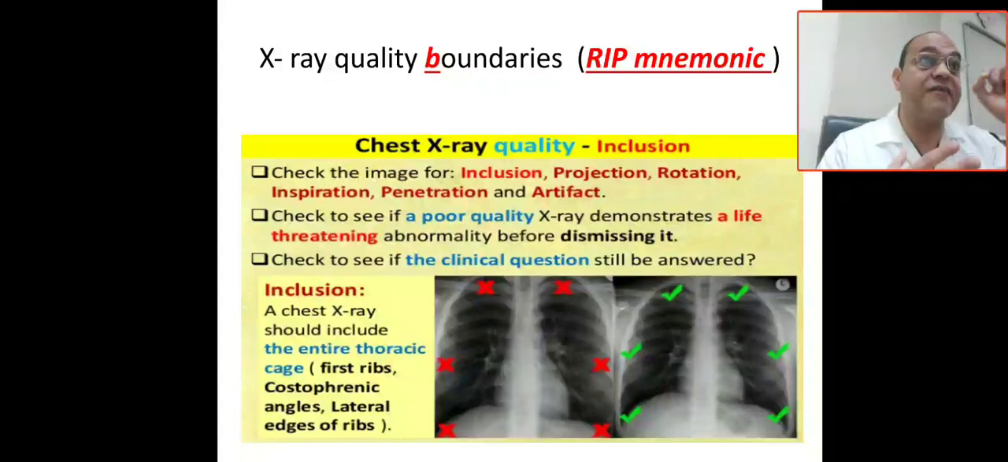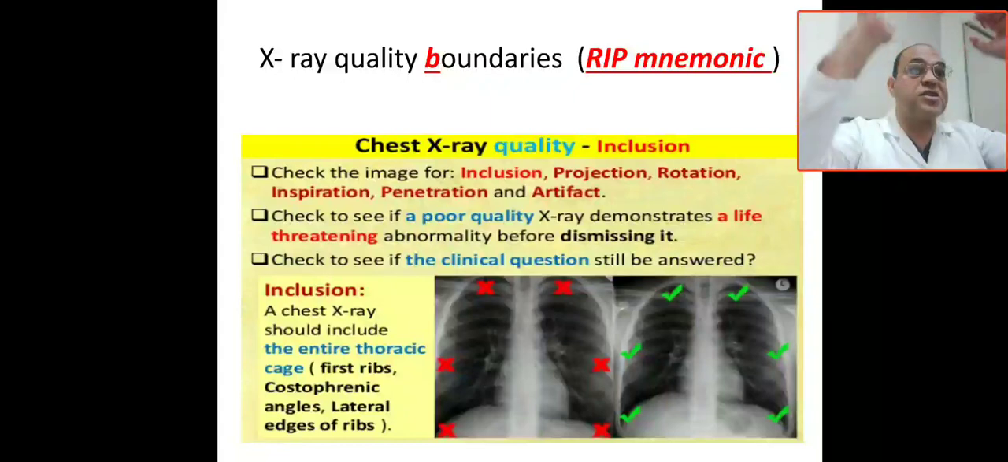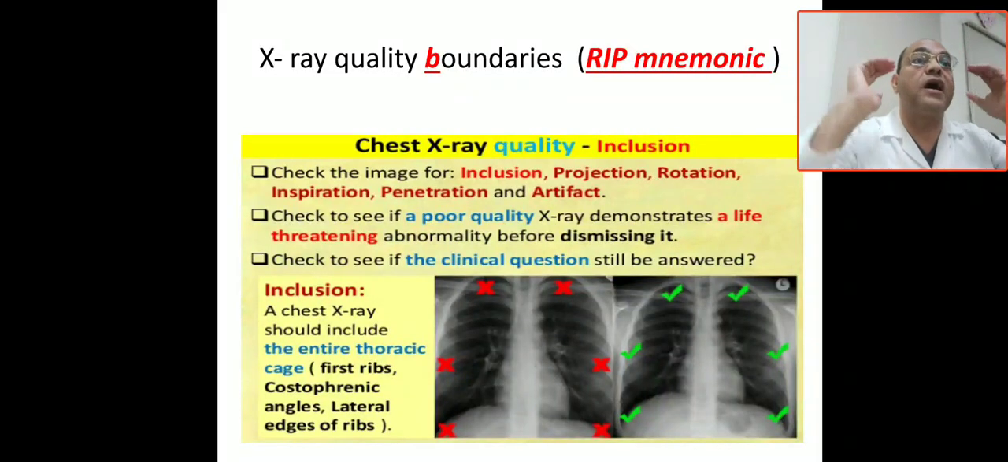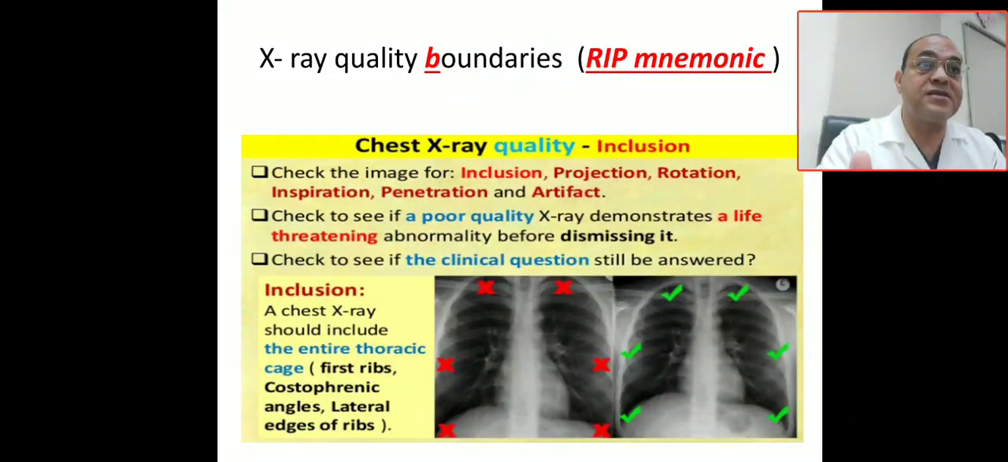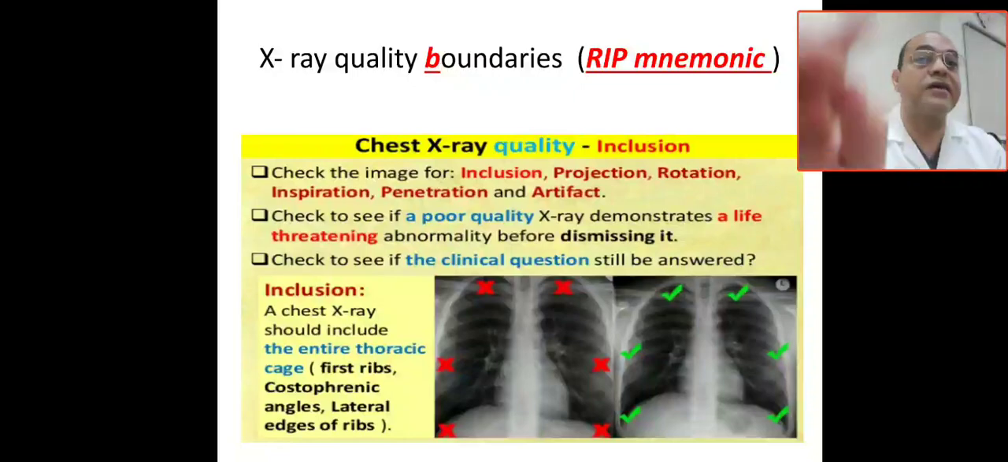If I can see the first rib, this includes the boundaries, or inclusion. You also have to comment on the costophrenic angle. In green there is a costophrenic angle, and in the other you cannot see it. Also I have to comment on the lateral edges of the ribs. This is called the inclusion boundaries. The first rib I can see, the lateral edges of the rib I can see, and the costophrenic angle I can see.